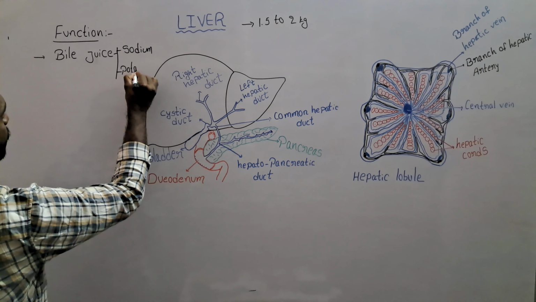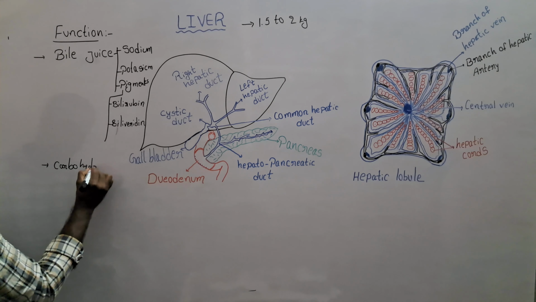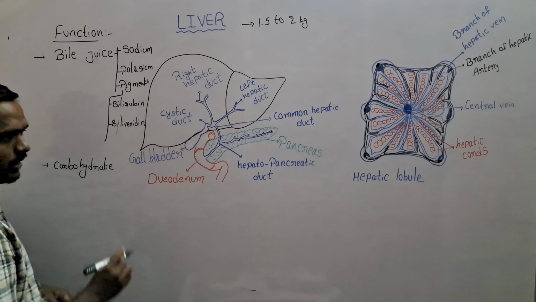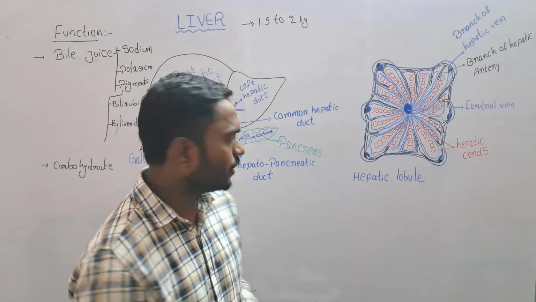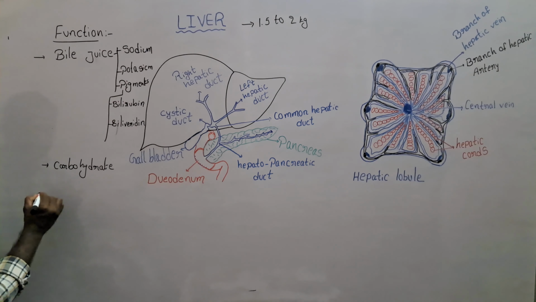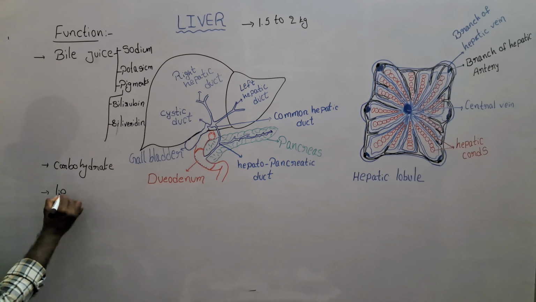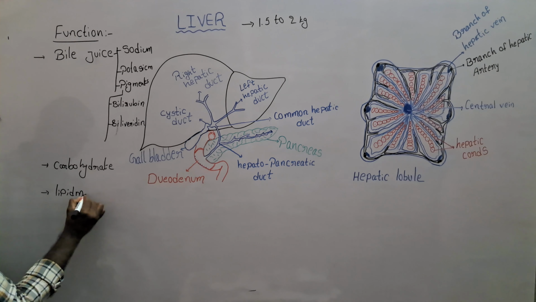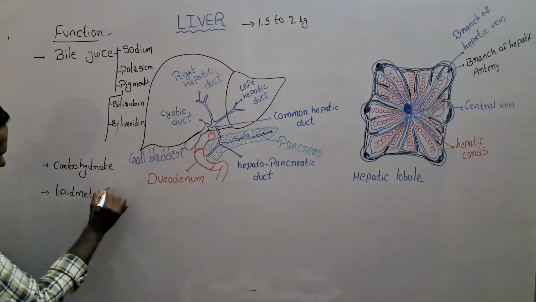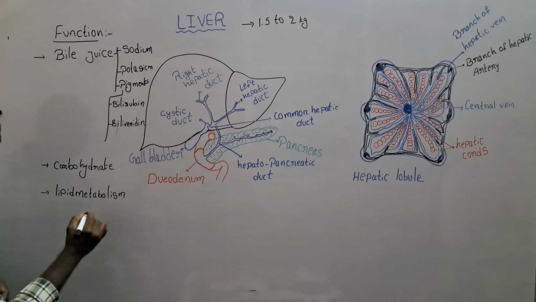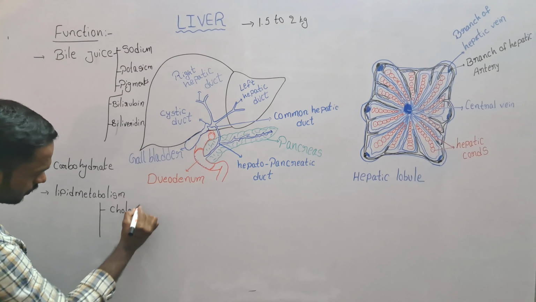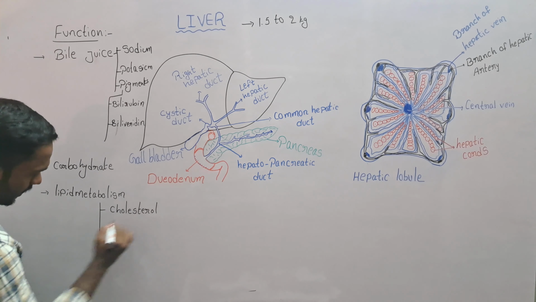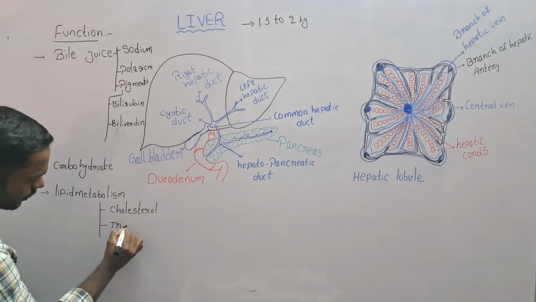The liver is involved in carbohydrate metabolism, such as glycogenesis and gluconeogenesis. It is also involved in lipid metabolism. It means it synthesizes cholesterol and is involved in the formation of triglycerides.